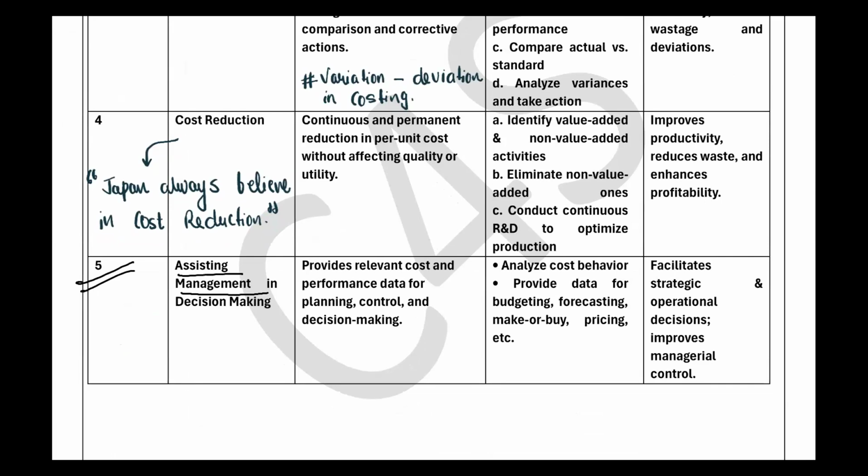The fifth one is assisting management in decision making. Obviously management accounting will assist in decision making. It provides relevant cost and performance data for planning, control, and decision making. They will analyze cost behavior and provide data for budgeting, forecasting, make or buy, pricing, etc. This is very easy to understand. It facilitates strategic and operational decisions and improves managerial control.